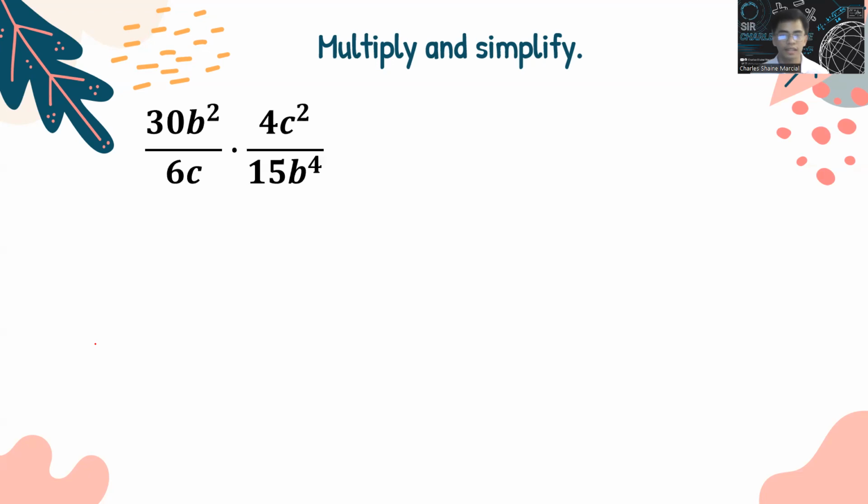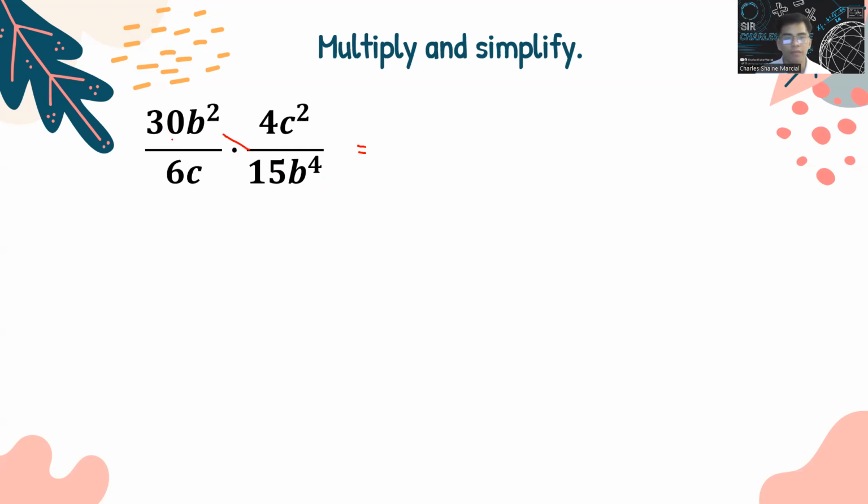Next, let's have another example. So let's try to use the cross multiplication. Okay? So we have 30 b squared and 15 b raised to 4.